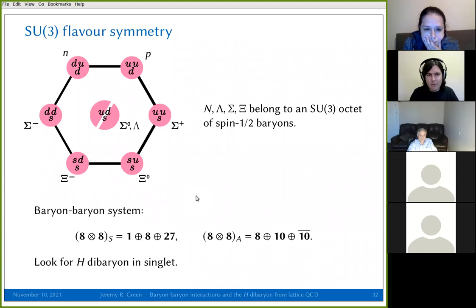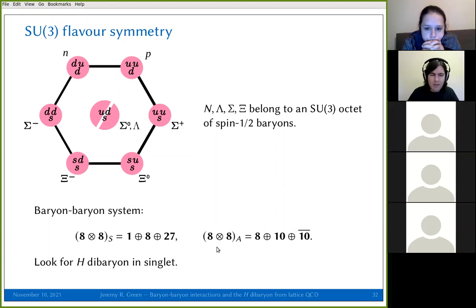Now, this is at the SU3 symmetric point. And so you can talk about protons and neutrons and lambdas and sigma baryons, but they all belong to an SU3 octet. And in this case, it's an exact symmetry. So I prefer just to say octet baryons. And then in the flavor structure, if you combine 2 octet baryons, it's a symmetric combination, which belongs to 3 different SU3 irreps, and likewise for the anti-symmetric combination. So we looked at just the singlet, which is the sector in which the H-dibaryon is supposed to live.